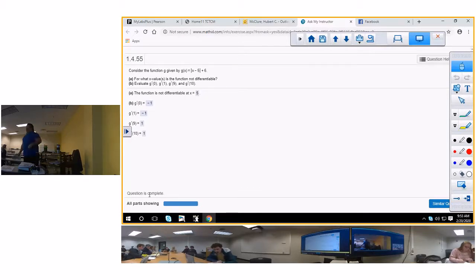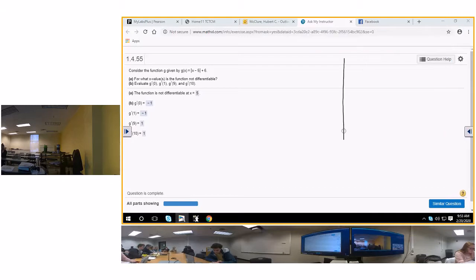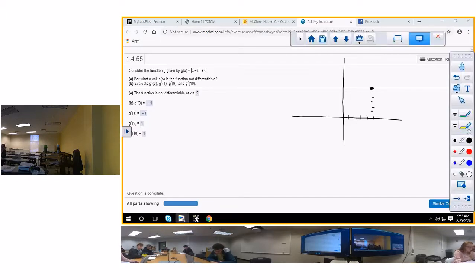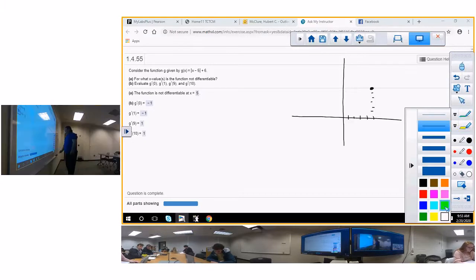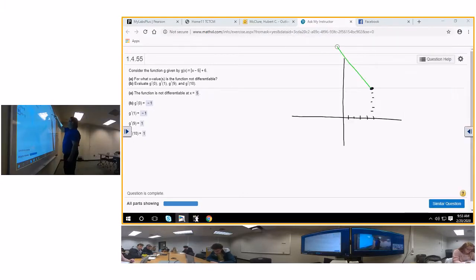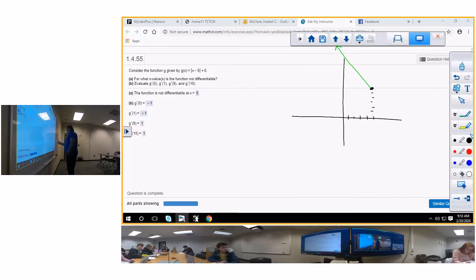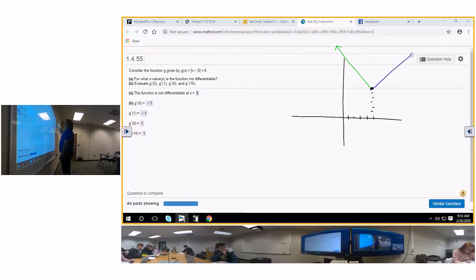I don't usually do derivatives with the absolute value, but you know that this absolute value has a horizontal shift of 5 to the right and 6 up. Now, you should know that from your parent graphs, and I think we went over one of these last time, but I'm not sure. And this function is going that way, and this function is going this way.